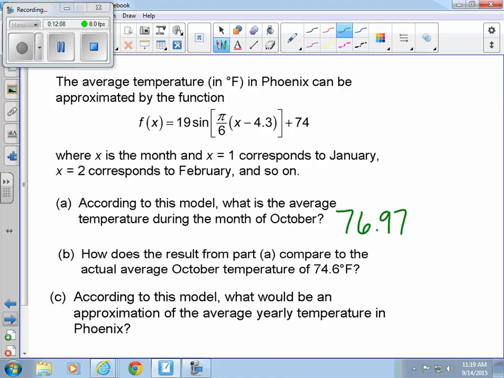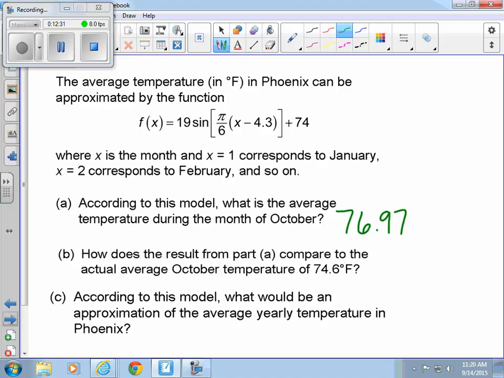How does the result from part A compare to the actual average temperature in October of 74.6 degrees Fahrenheit? Let me tell you why this question's asked. Someone came up with this trig model, but then someone actually found the average temperature in October. It doesn't make sense for them to be a little different.